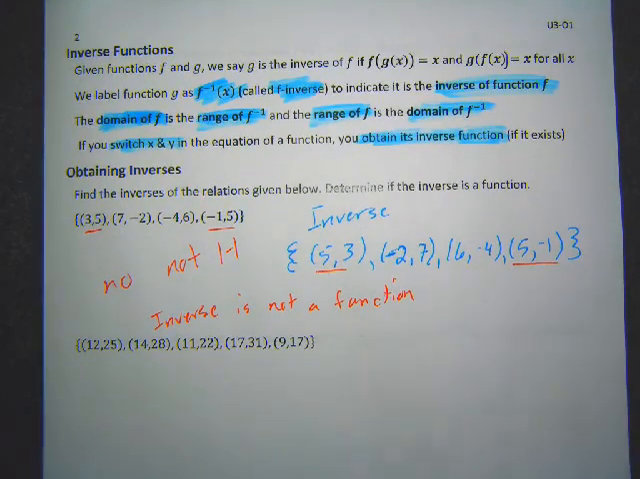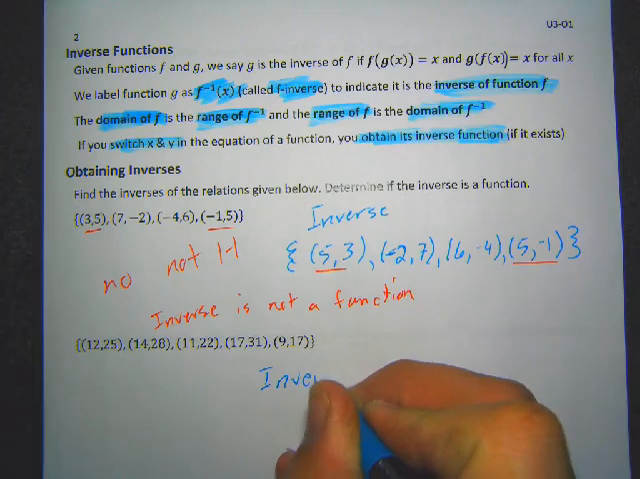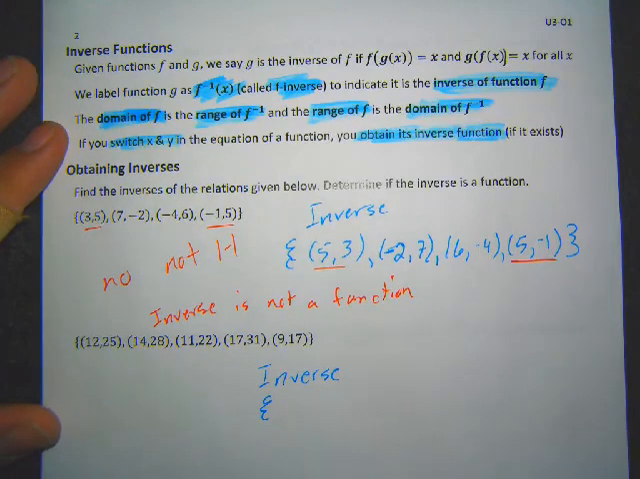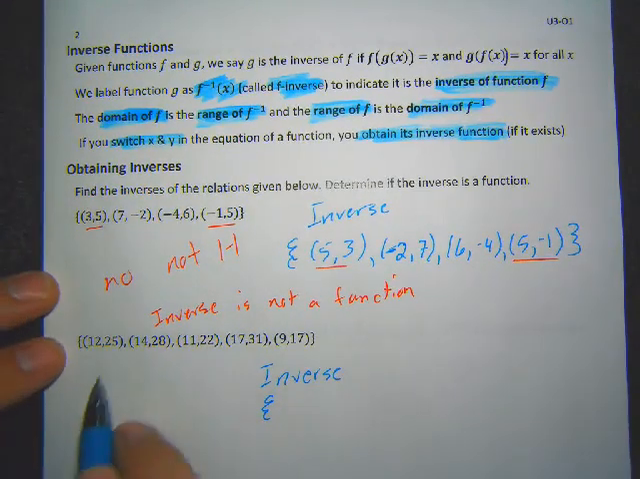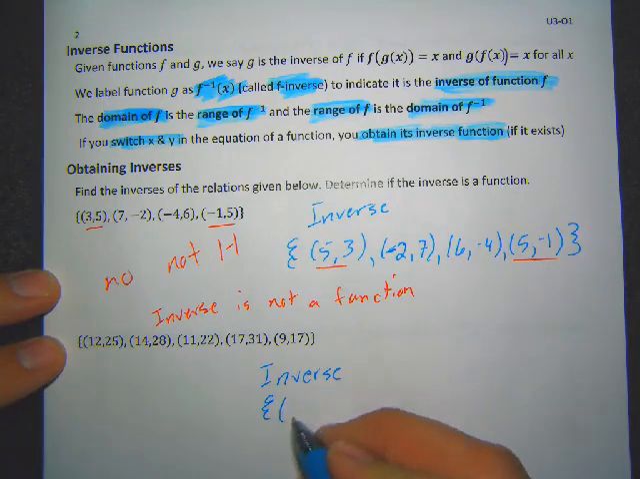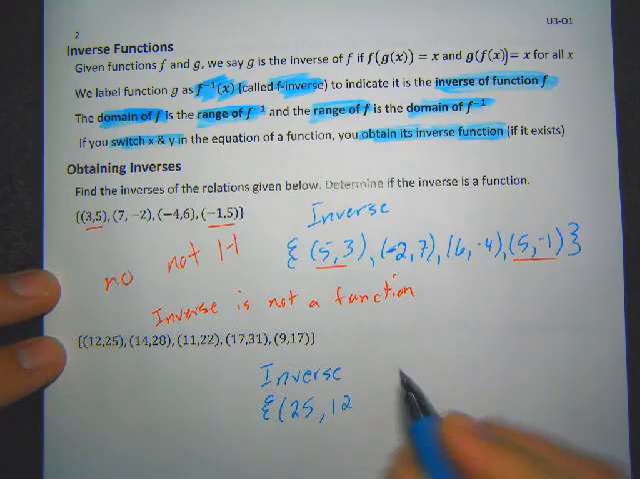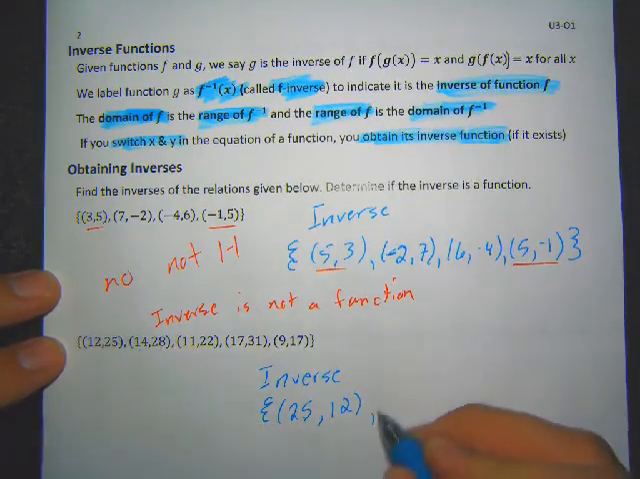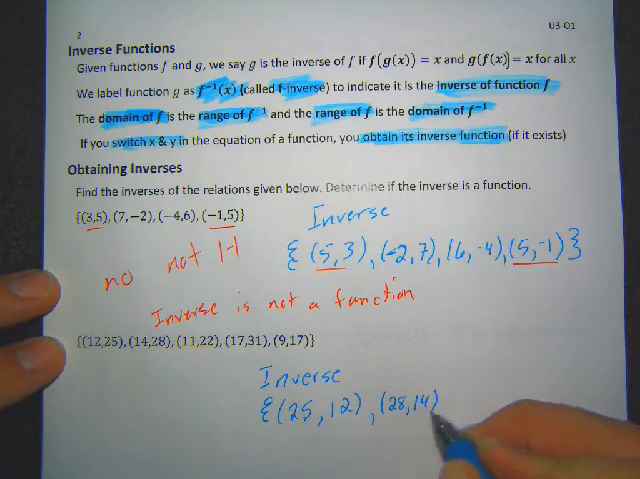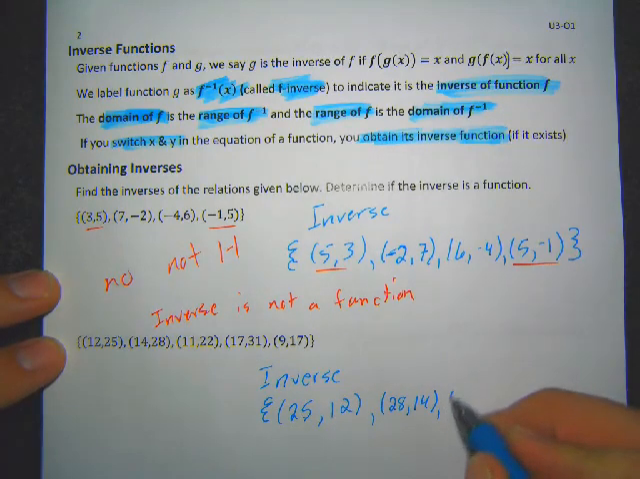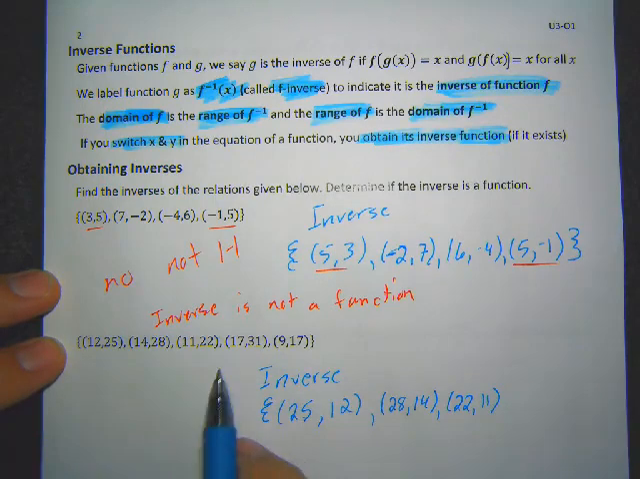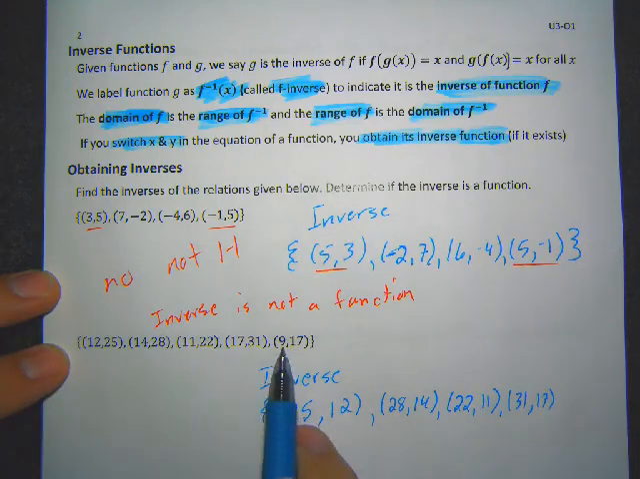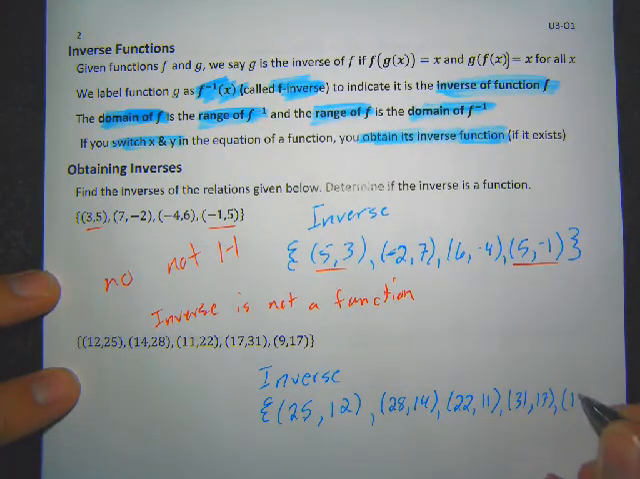Let's try the next one. Make the inverse of this function. Again, this is a function. We're going to make its inverse, and after we make it, we're going to figure out if it actually is an inverse function. Again, to make the inverse, we switch x and y. So 12/25 becomes 25/12. Instead of going from 12 to 25, it's going backwards from 25 back to 12. 14/28 becomes 28/14. 11/22 becomes 22/11. 17/31 becomes 31/17. 9/17 becomes 17/9.